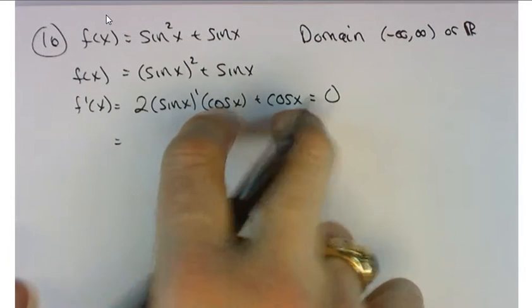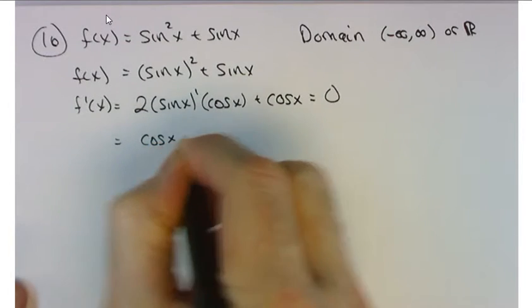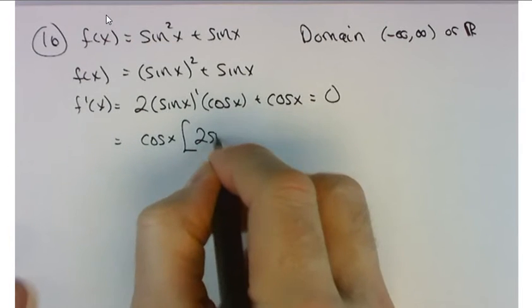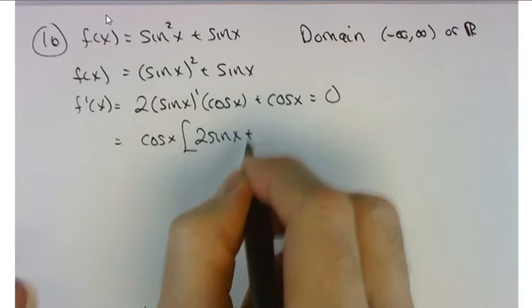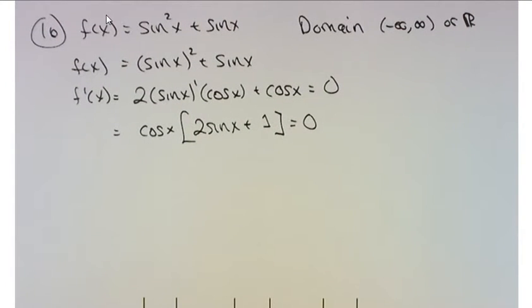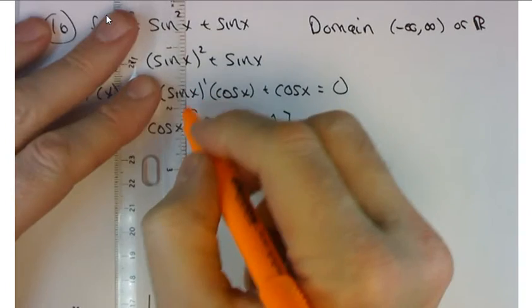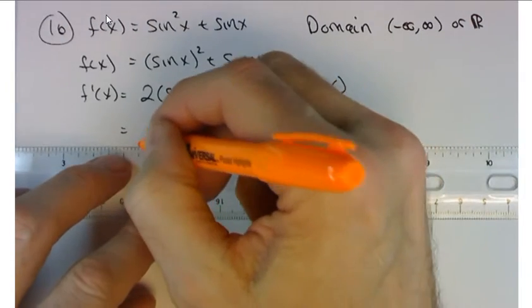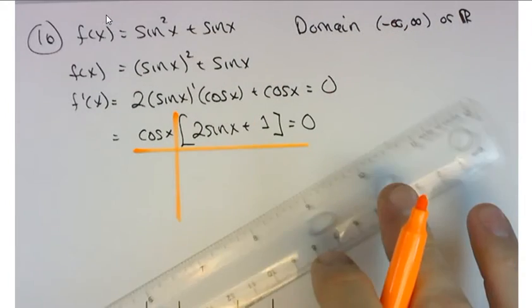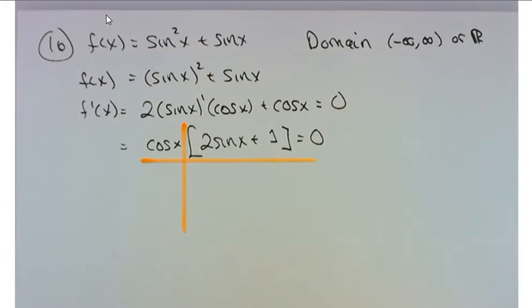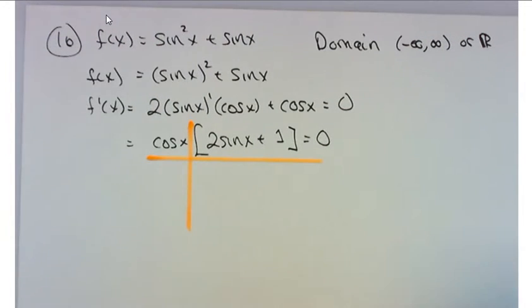Now, there's a greatest common factor of cosine of x. So let's factor that out. That's going to leave behind 2 sine of x plus 1, and I want to know where that's equal to 0. I've got a product of two things that's equal to 0, so I can set each one of these equal to 0 and solve.